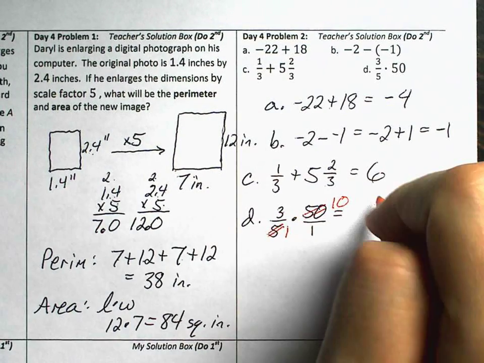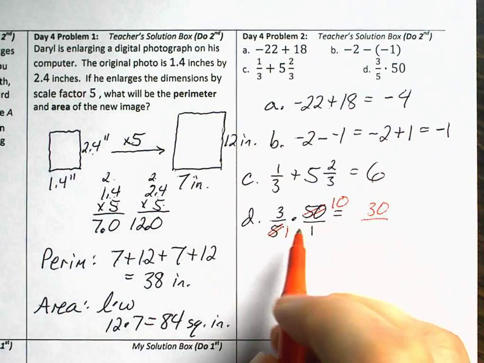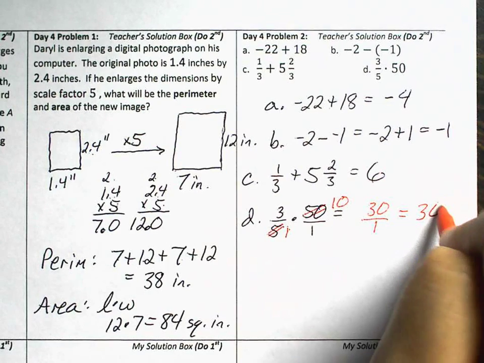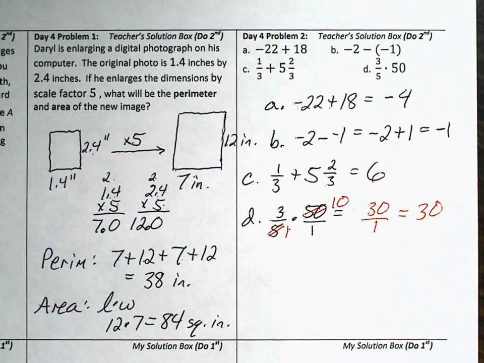3 times 10 is 30. And 1 times 1 is 1. And 30 over 1 is just 30. So that's a little easier to do than trying to get 150 over something and then having to reduce later on.